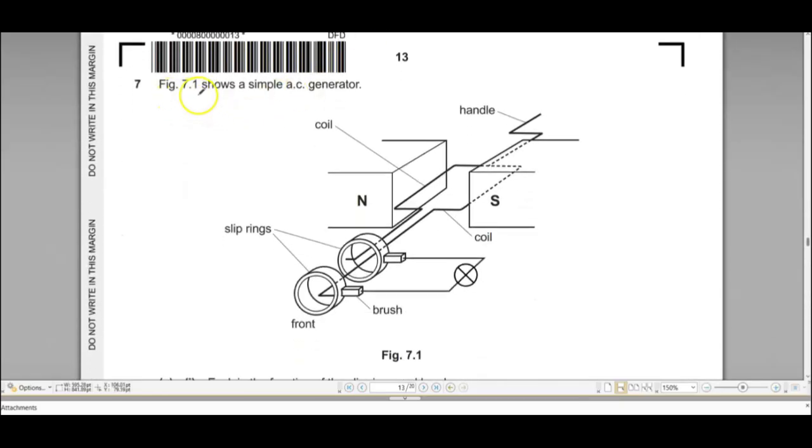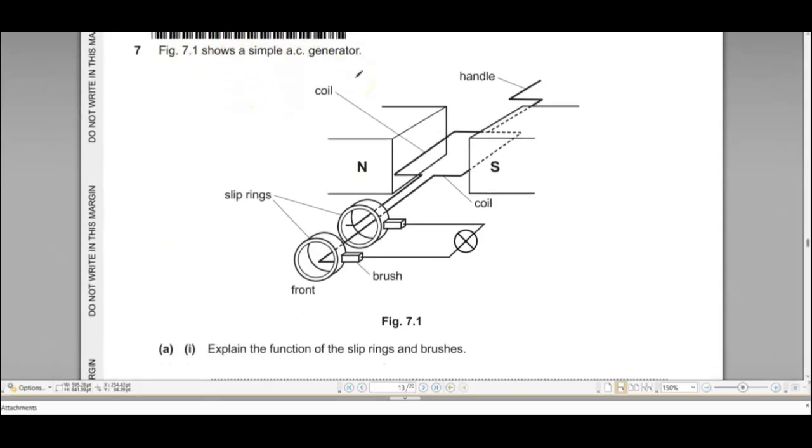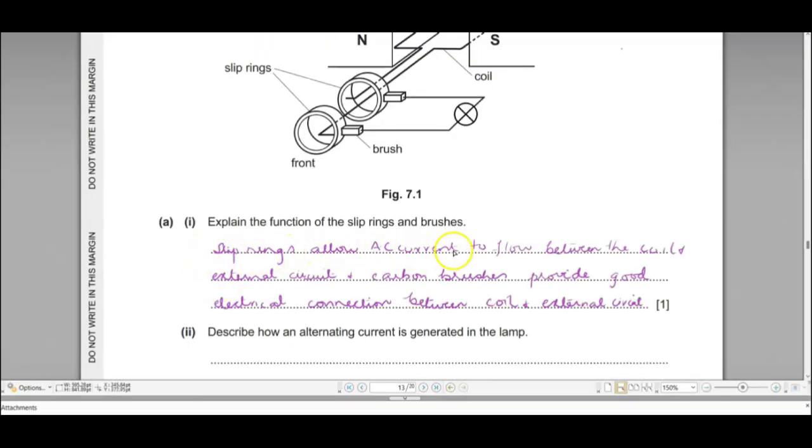Okay, question number 7. Figure 7.1 shows a simple AC generator. Explain the function of slip rings and brushes. One function of slip rings and brushes may be that they prevent the wires to the lamp from tangling, but what we should write is that slip rings allow AC current to flow between the coil and the external circuit, and carbon brushes provide good electrical connection between the coil and the external circuit. So that will cater to both. So slip rings allow AC current to flow between the coil and external circuit, and carbon brushes provide good electrical connection between the coil and the external circuit.